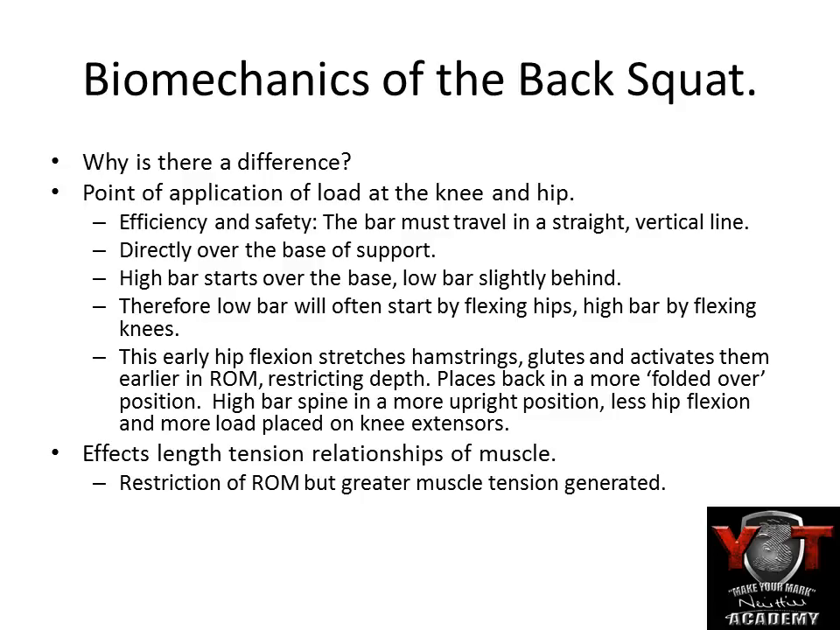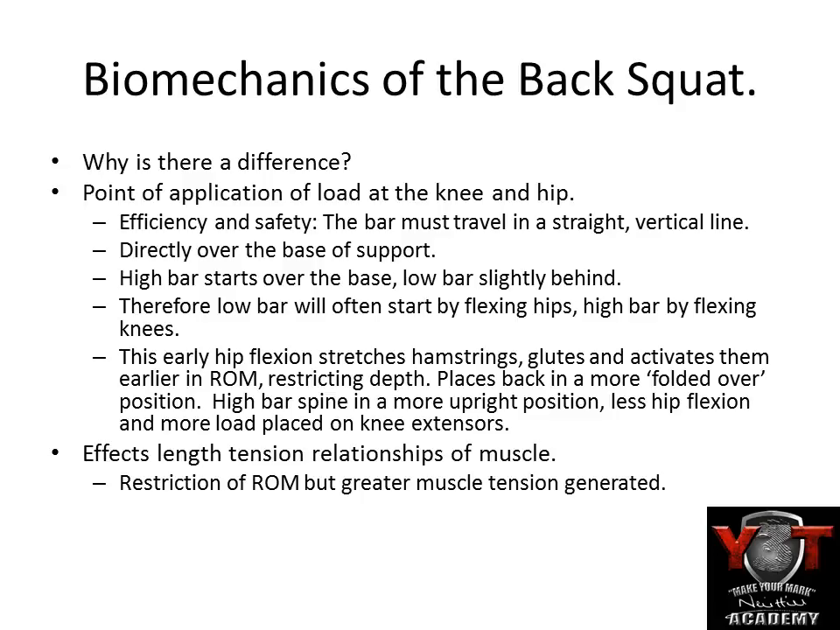Therefore, the low bar will often start by flexing the hips and high bar by flexing the knees. Now, this is not typical of all people. People have different mechanics, but this is what I would call a generalization. And this early hip flexion stretches the hamstrings and glutes and activates them earlier in the range of motion, and this restricts the depth. Because you're flexing the hips first, if you just lean forward, you'll feel your hamstrings and glutes activate, okay? Because they're activated earlier, they're going to stretch earlier and activate more, which means that your range of motion for most people will be restricted.